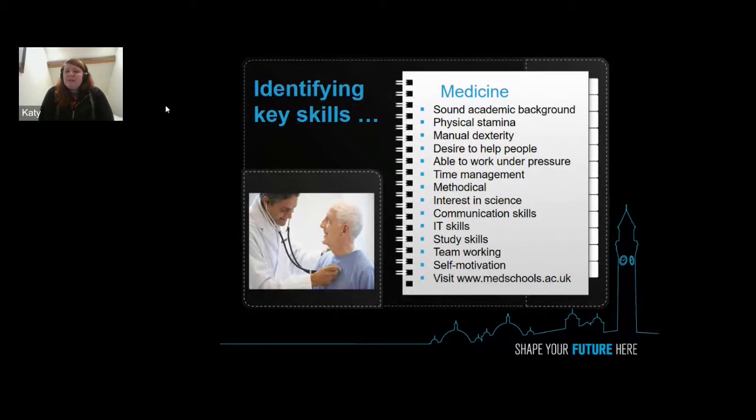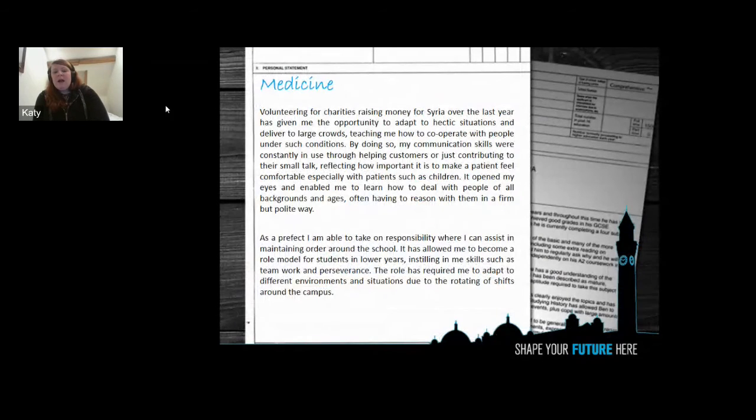So obviously academic background, but aside from that, you've got the physical stamina, dexterity, desire to help people, ability to work under pressure, time management, methodical, etc., etc. And then what you need to do next is think about how you can show these, not necessarily all of them, but how you can show these from what you've done, either within your academic study, extracurricular activities, volunteering, work experience. So have a look at that and how you can tie it in.